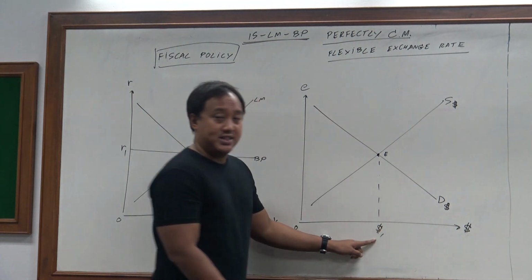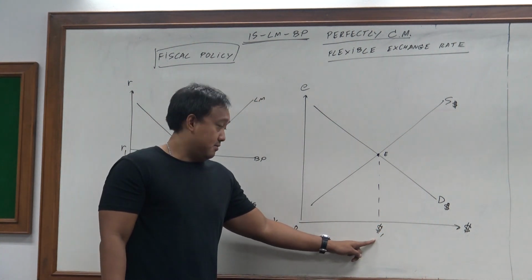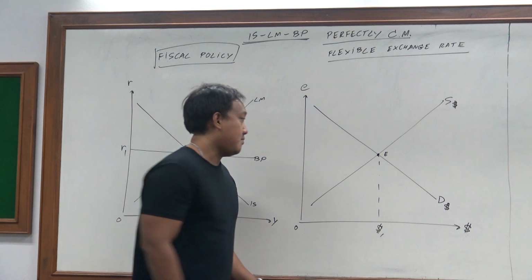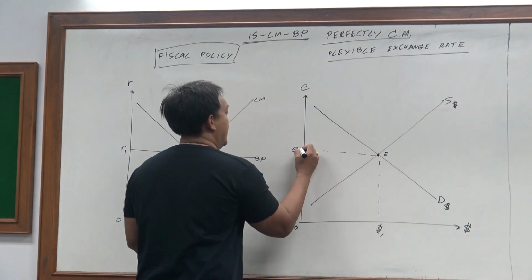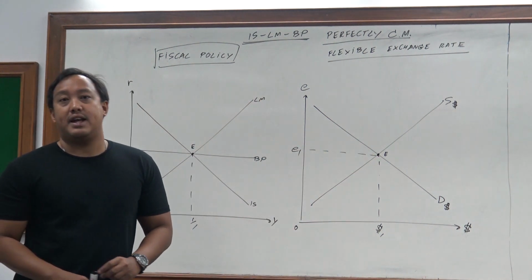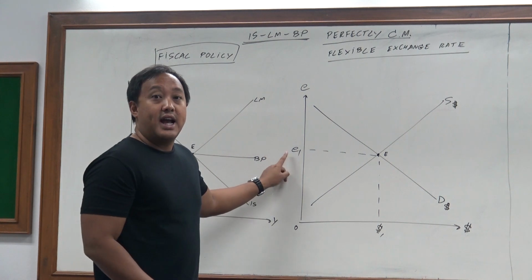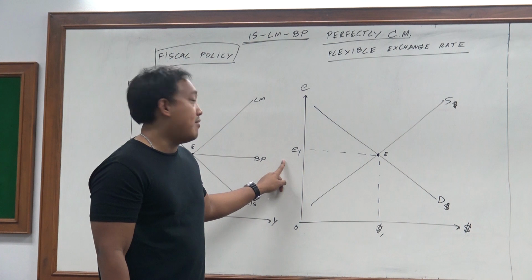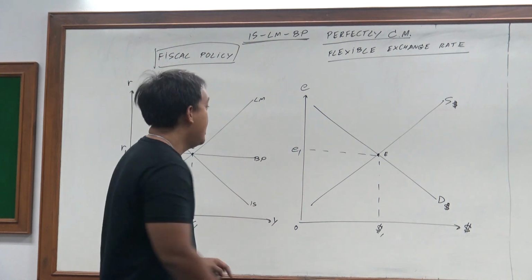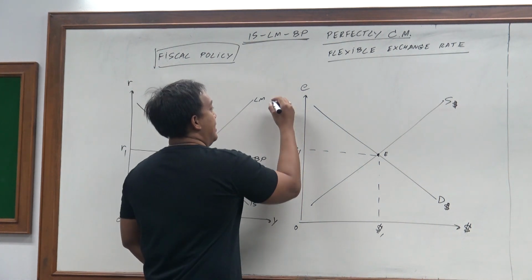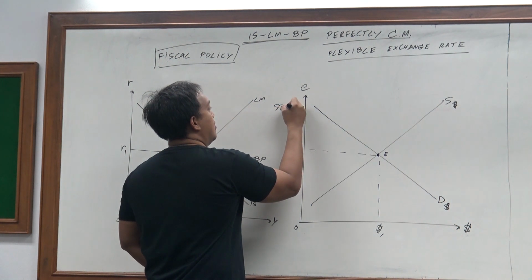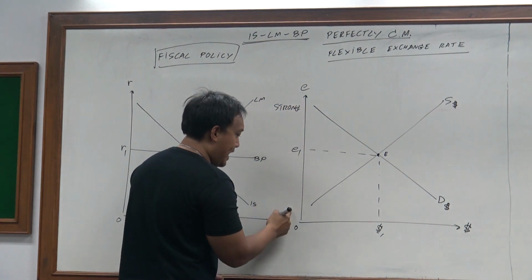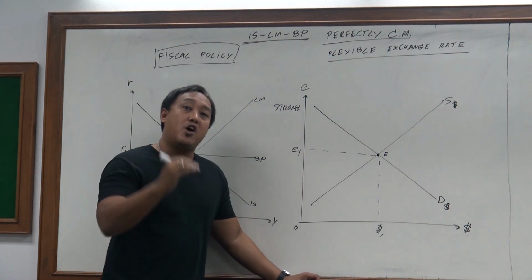The number of US dollars in the economy, S1, and then the exchange rate E1. The exchange rate here is just like the price of money. It is just like the price of the US dollar. If this one is going up, it means that the dollar is strong. If this one is going down, it means that the price of the dollar is cheap.